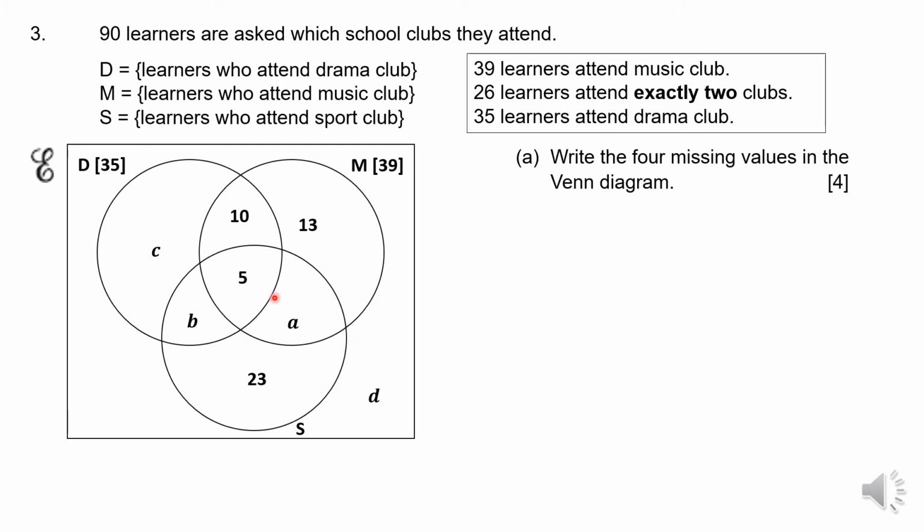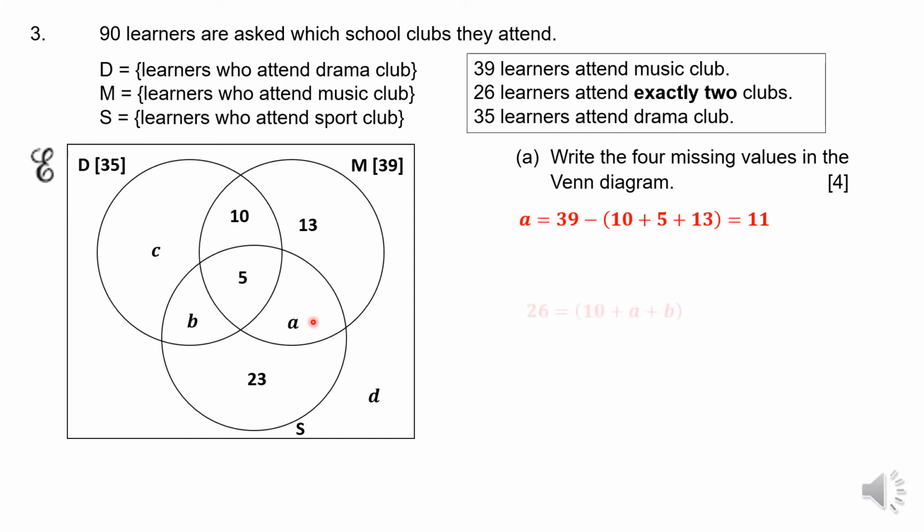So I start with A and I put my A here. I know that this whole set here should give me 39. So therefore A will just be, I take 39 and I subtract everything else that I have, and I now know that A is 11.